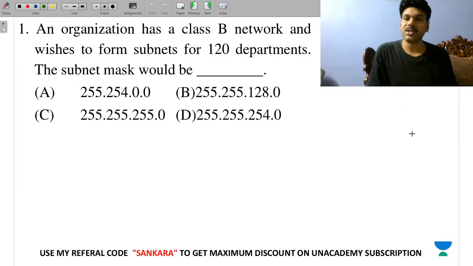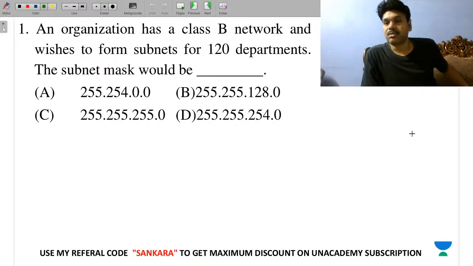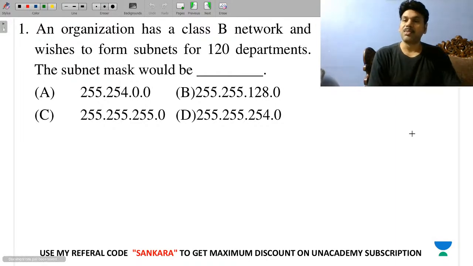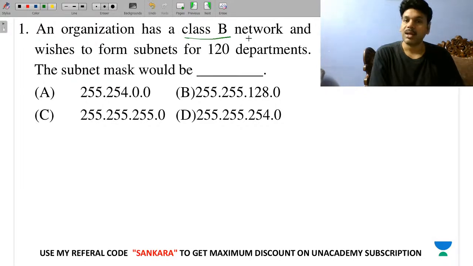The first question is here like this. This questionnaire is based on classful and classless IP addressing, subnetting we want to do. And now my dear friends, he said that a class B network wishes to form 120 subnets.